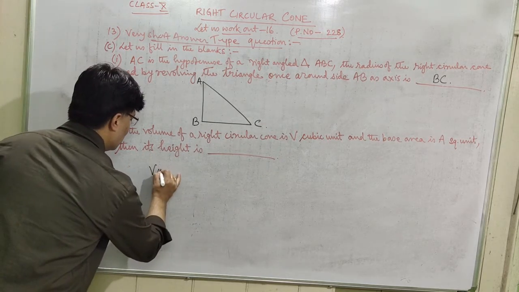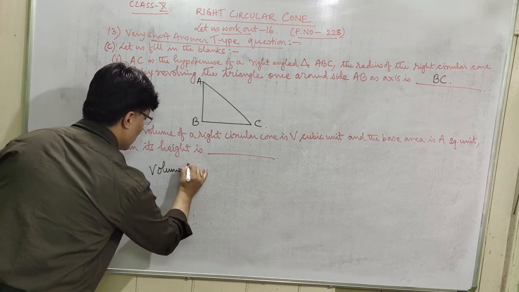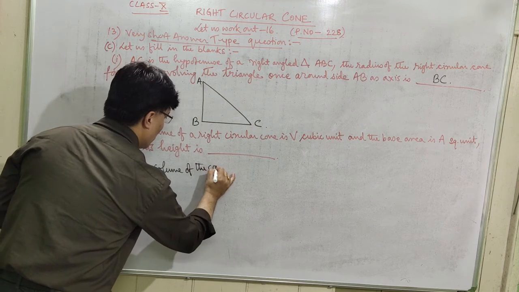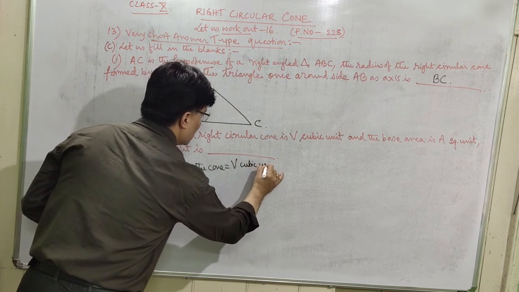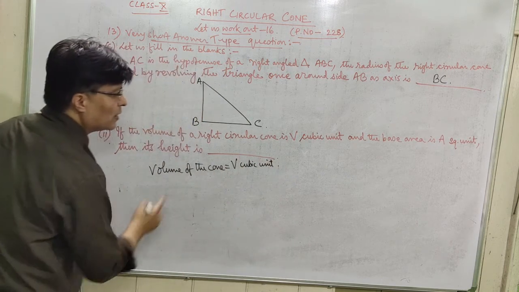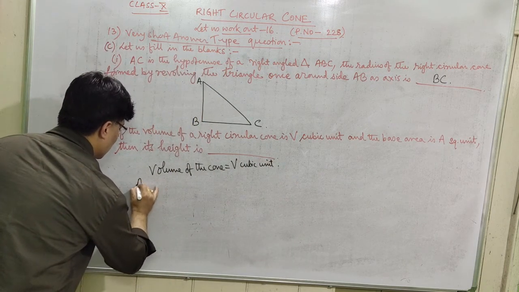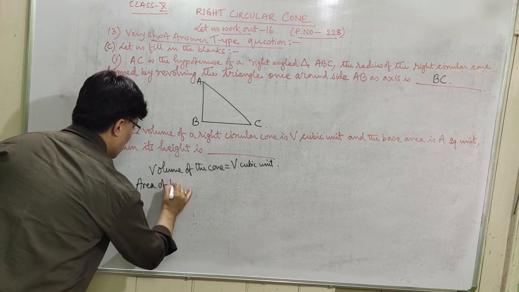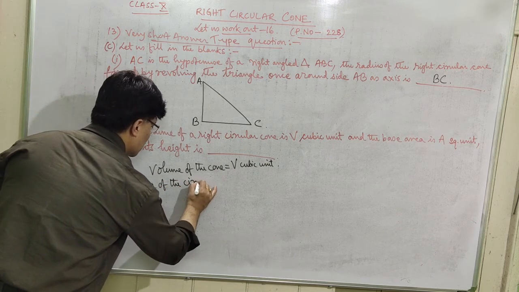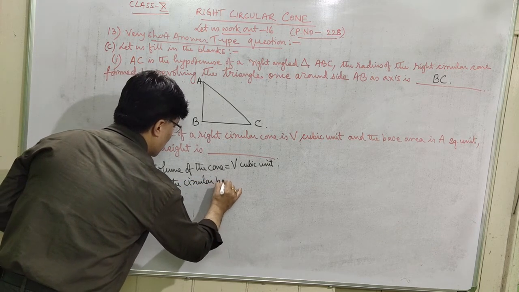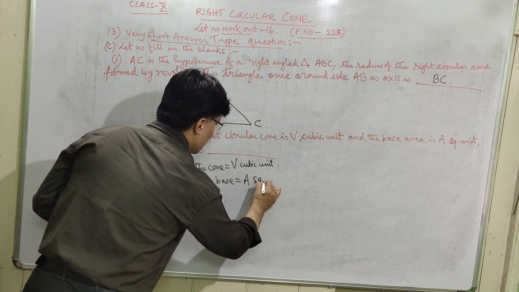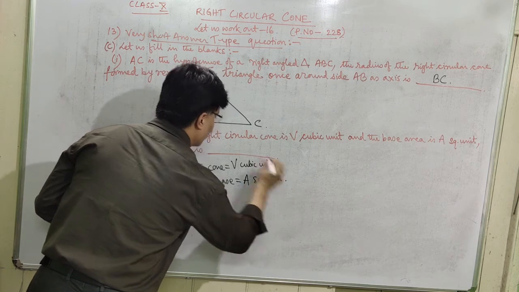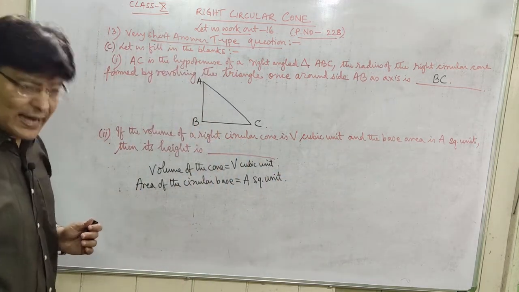So what is the volume of the cone? Volume of the cone given here is V cubic unit. And what is the base area? That means area of the circular base. What is the area of the circular base given here? It is A square unit. So now we have to find out its height.